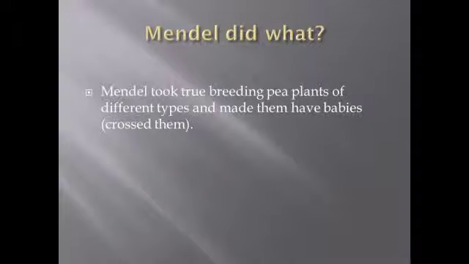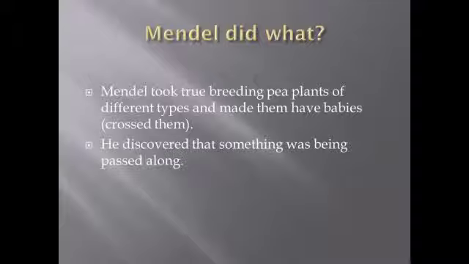Okay, here's what Mendel did. Mendel took true breeding pea plants of different types and made them have babies. Making them have babies is a fancy way of saying he crossed them. So whenever I say I crossed this plant with this plant, or this kid with this kid, all I'm really saying is that I made them have babies. So that's what he did. He took true breeding plants and had them have babies.